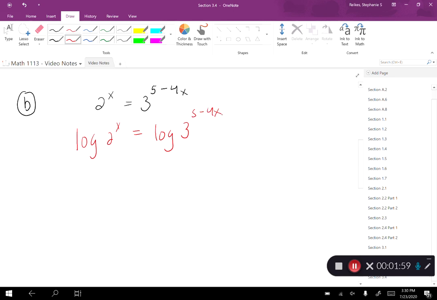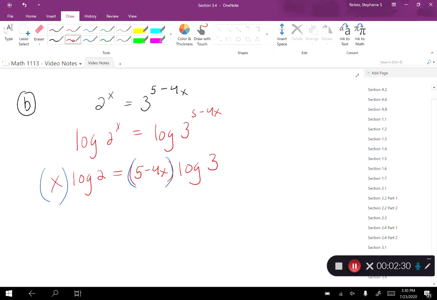Now, I'm going to use the power rule, which states my exponent can move out front and become multiplication. So, I have x times log 2 equals (5 minus 4x) log 3. Now it's really important to remember to use those sets of parentheses right there. It's your responsibility to make sure you put those parentheses in.